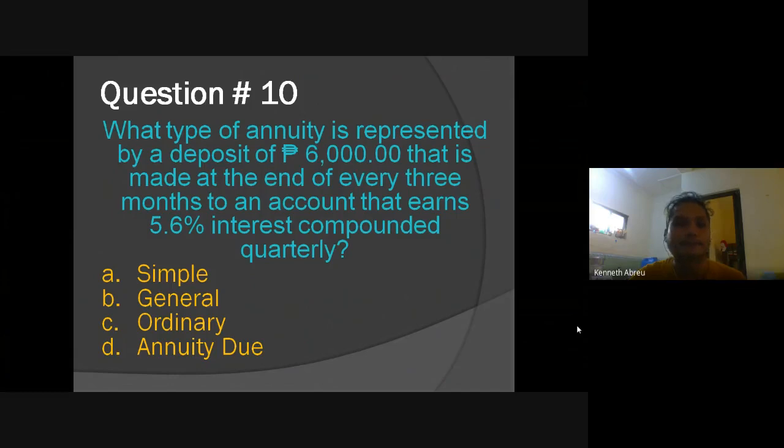Question number 10. What type of annuity is represented by a deposit of 6,000 pesos that is made at the end of every 3 months to an account that earns 5.6% interest compounded quarterly? A. Simple. B. General. C. Ordinary. Or D. Annuity due.